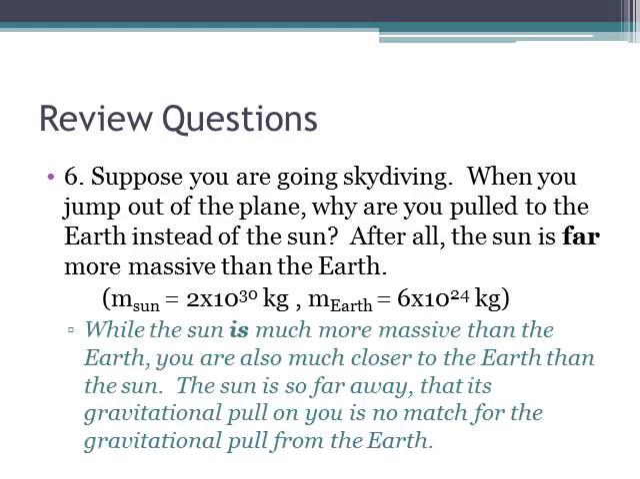While the sun is much more massive than the Earth, you are also much closer to the Earth than to the sun. And recall, the farther I get away from an object, the less the gravitational pull. So because that sun is so far away, its gravitational pull on you is not even anywhere close to the gravitational pull from the Earth. Even though the Earth is way less massive than the sun, you're obviously much, much closer to the Earth than to the sun. The sun's approximately 93 million miles away. So that's a long ways away. So the gravitational pull acting on you from the sun would be incredibly small compared to that of the Earth.